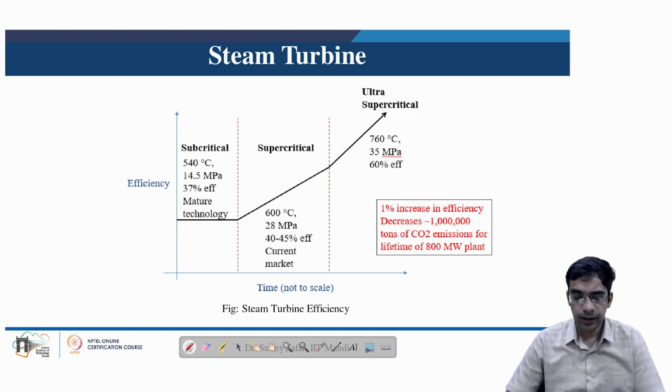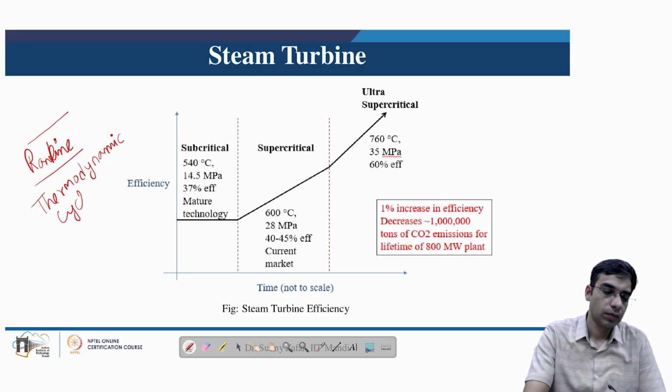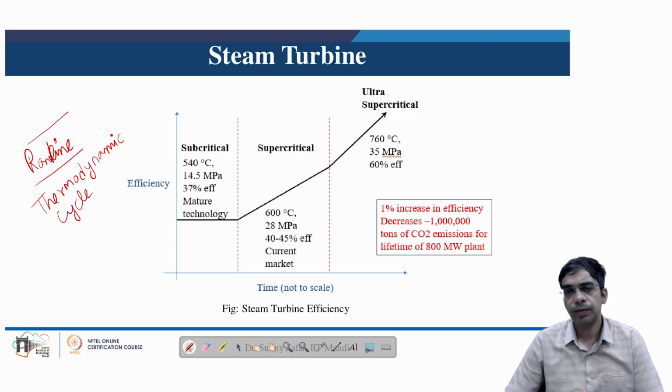So if you try to understand the efficiency of the steam turbines, the efficiency of the steam turbines is also dependent on the thermodynamic cycle based on the Rankine cycle. So the Rankine cycle is the thermodynamic cycle on which the steam turbine power plant is operating. So in this Rankine cycle, we know that the pressure as well as the temperature plays a very important role on the final efficiency of the turbine for converting the energy of this high pressure steam into rotation.